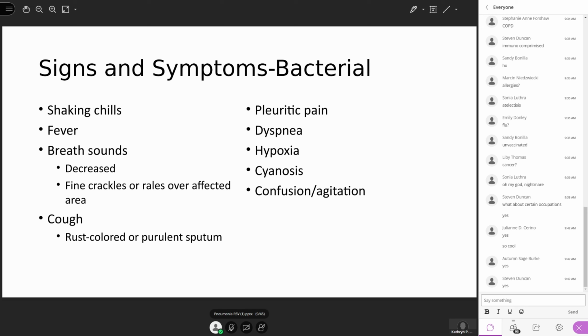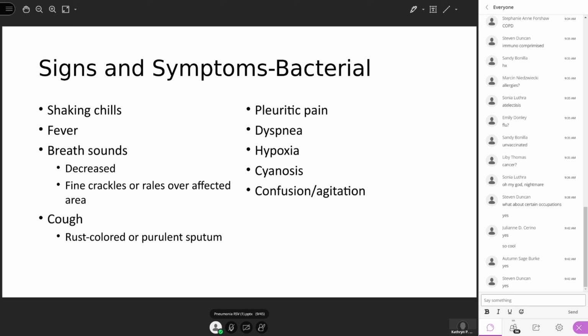Not much. There's not real estate for gas exchange because it's all plugged up with the consolidation, the fluid, the congestion related to pneumonia. You can also hear fine crackles or rales, which is, again, the fluid. You can have cough, and you can see either rust-colored or purulent, like green sputum. The rust-colored can be because of the irritation of the pneumonia and the coughing and the secretions, that it's actually blood tinged.